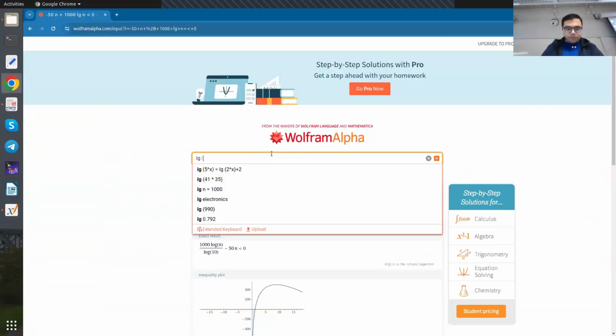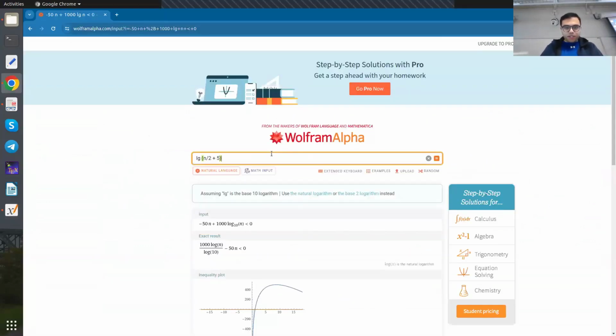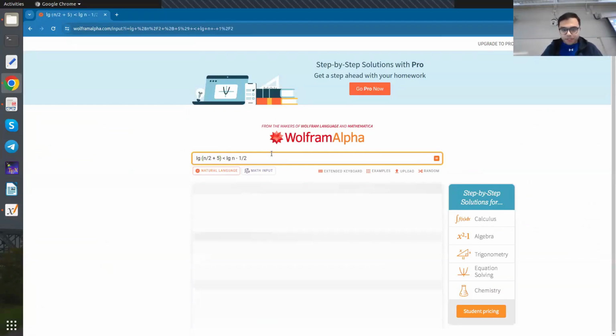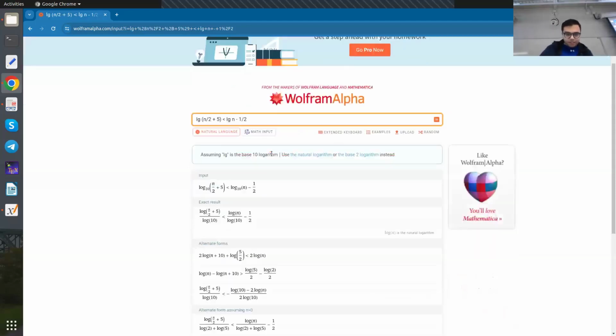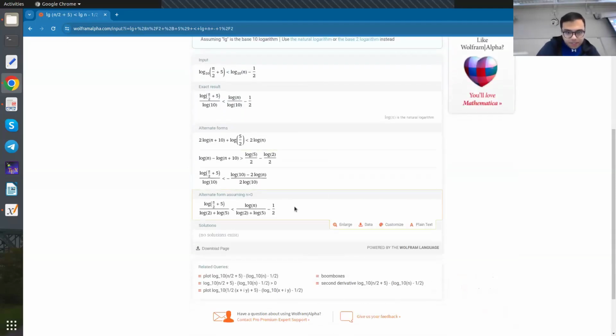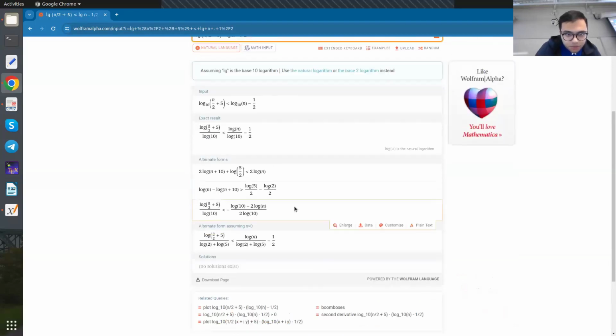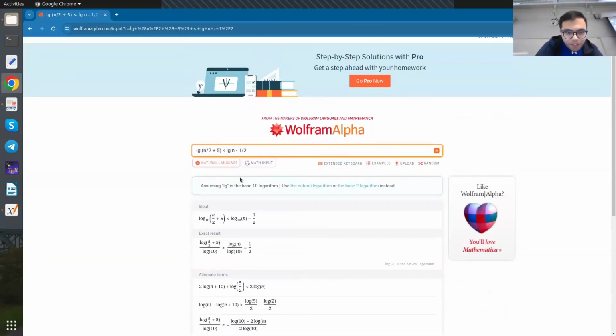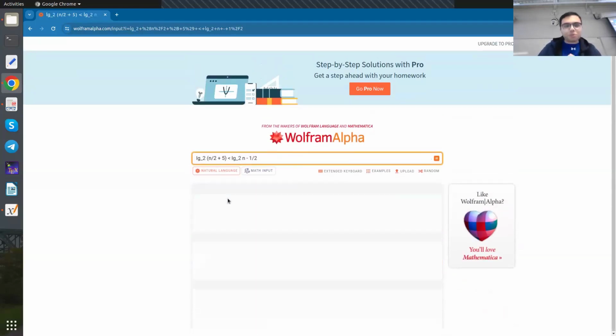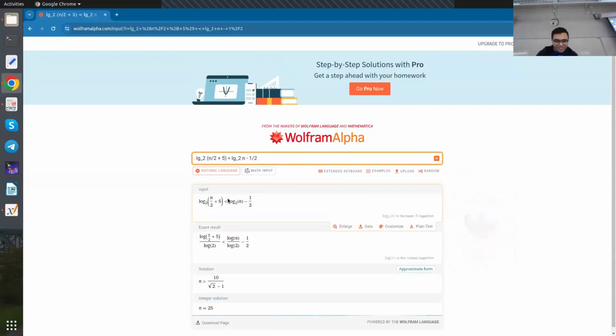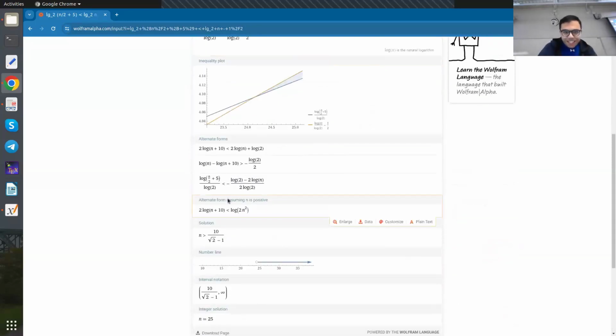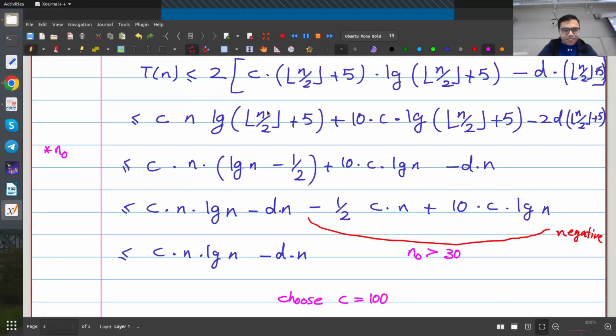Let's say log of, let's forget the floor, n over 2 plus 5 is less than log of n minus a half. No, that's because it thought I'm writing log base 10. No, it's log base 2. Okay. Yeah, so like 25, something like that. Okay, n0 greater than 30 works here as well.